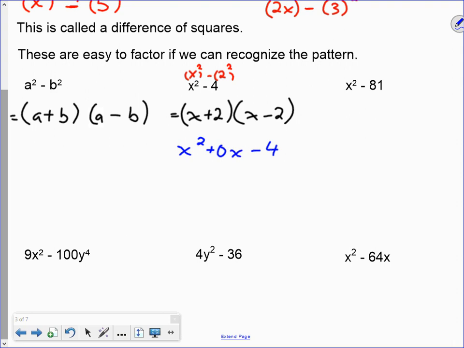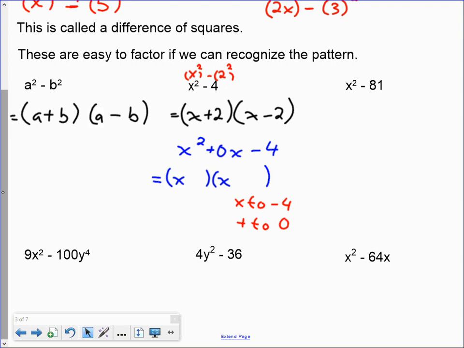We're used to having 3 terms in our trinomial, an x squared, an x, and then a number term. What if we put in a term there that has a 0x? Let's try factoring this as a trinomial. Well, we know we're going to have an x and an x. We need 2 numbers that multiply to -4 and add to 0, our middle term.